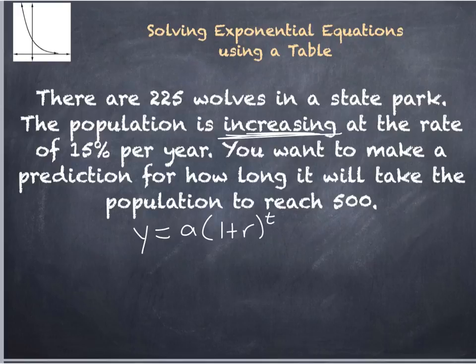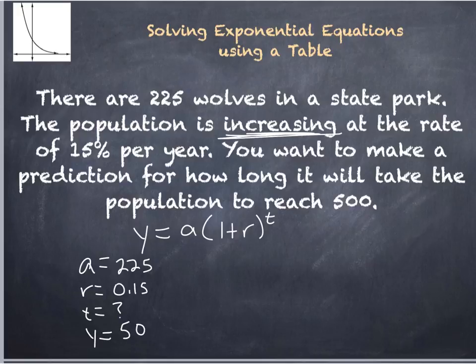So what is a in this case? A is 225. What is r? What's our growth rate? It's 15%, which would be 0.15. And our time, we don't know the time. That's the only difference from what we did yesterday. This time we're trying to figure out our time, but we know that we want y, our population, to equal 500.